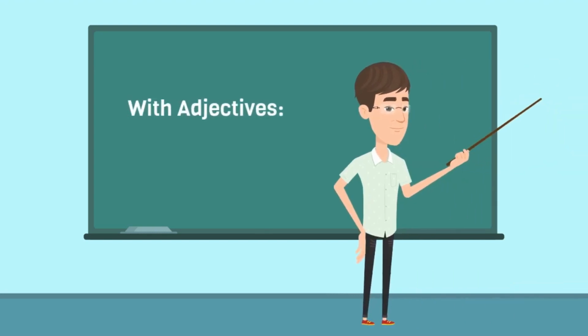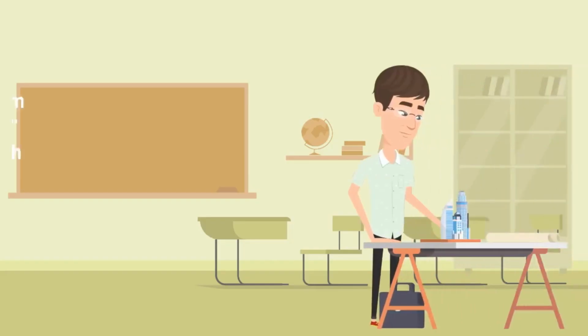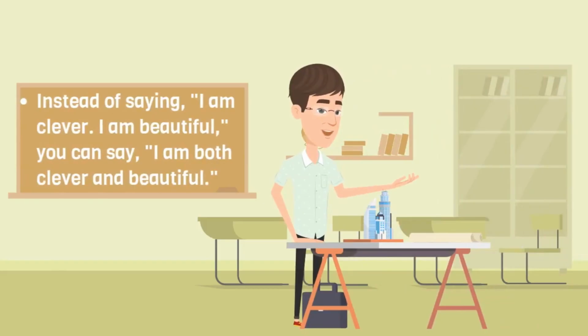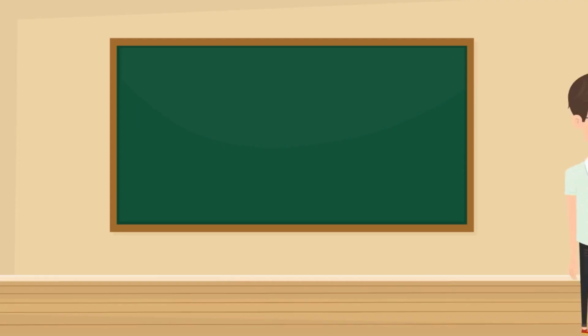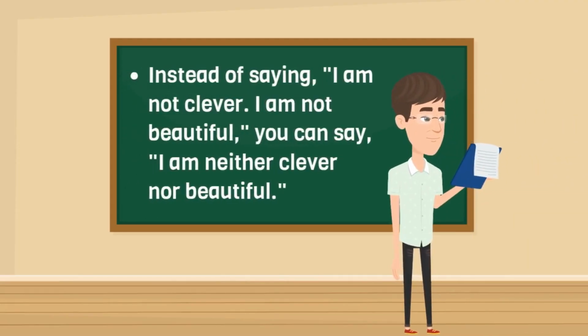With adjectives. Instead of saying, I am clever, I am beautiful, you can say, I am both clever and beautiful. Instead of saying, I am not clever, I am not beautiful, you can say, I am neither clever nor beautiful.